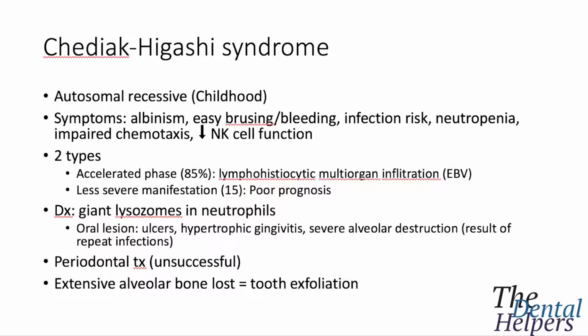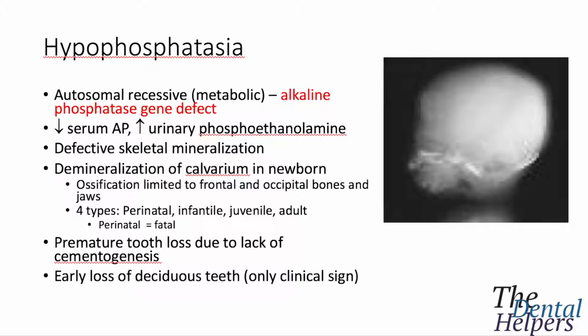Basically, you'll have oral lesions, so you're going to have ulcers, hypertrophic gingivitis, severe alveolar destruction, and this is going to result in repeat infections. So if you think about the fact that they have less natural killer cell function, this means that they have less of a defense. Periodontal treatment is not going to be successful. In some cases, you're going to have extensive alveolar bone loss, which leads to loss of teeth.